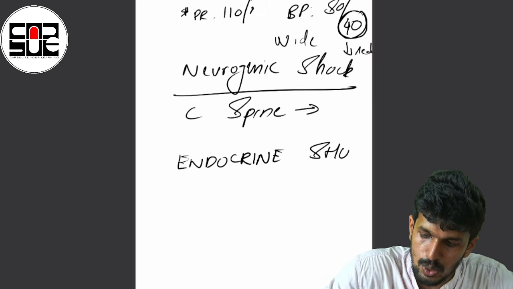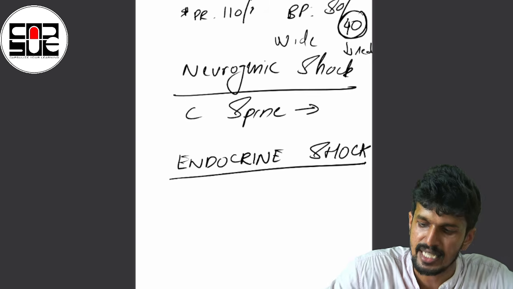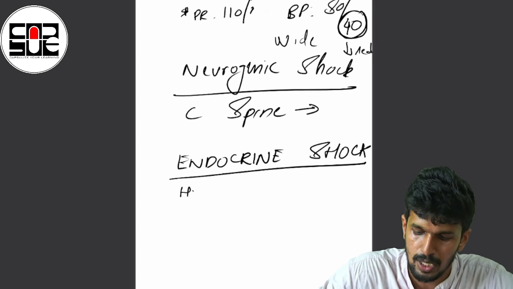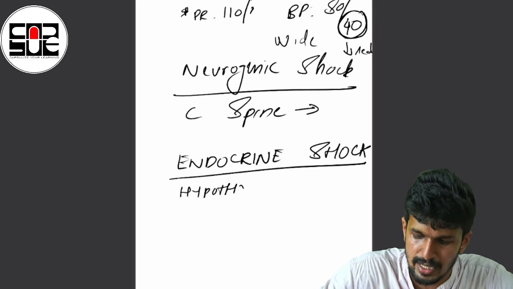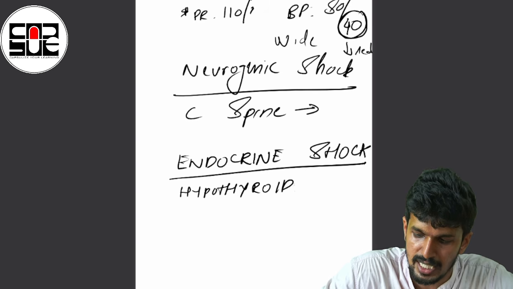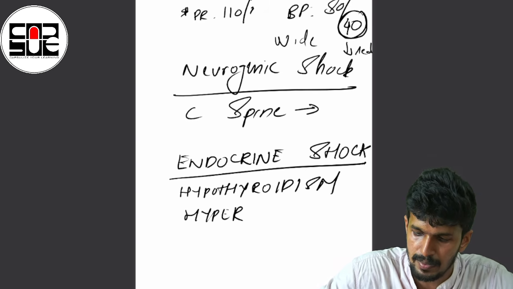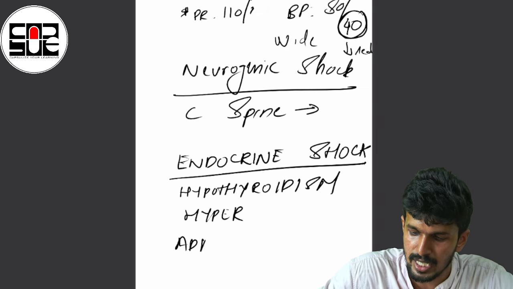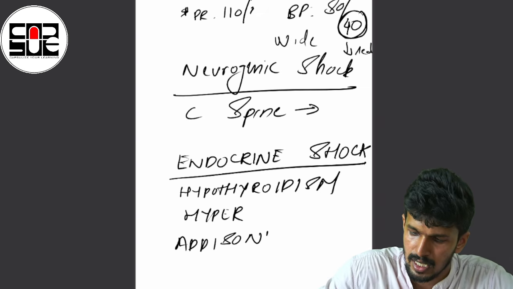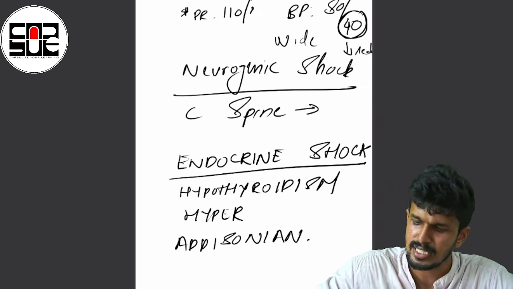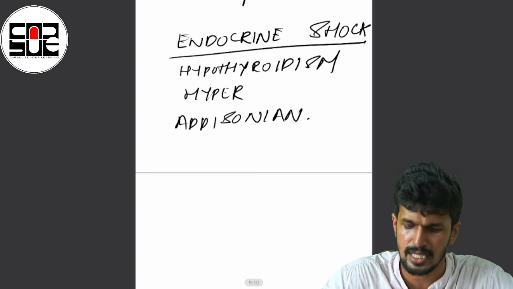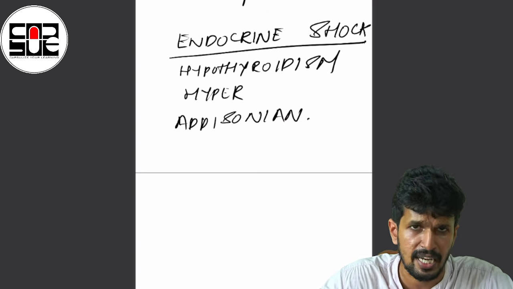When it comes to endocrine shock, there are three entities which you need to know about. Endocrine shock is basically a rare type. It can be seen associated with hypothyroidism, hyperthyroidism, and also Addisonian crisis. These three are rare entities, so I'll just give a brief idea.